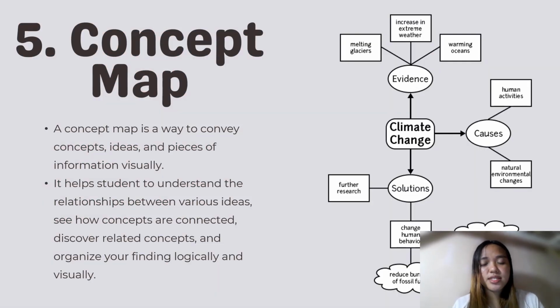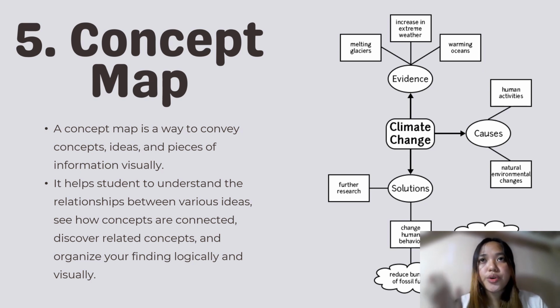Number 5, I think this is the last, the concept map. The concept map also is one of the basic charts that children can encounter, and we all encounter, which is a way to convey concepts, ideas, and pieces of information visually. It helps students to understand the relationship between various ideas, see how concepts are connected, discover related concepts, and organize your findings logically and visually. Just for example, in this example, we can show climate change.